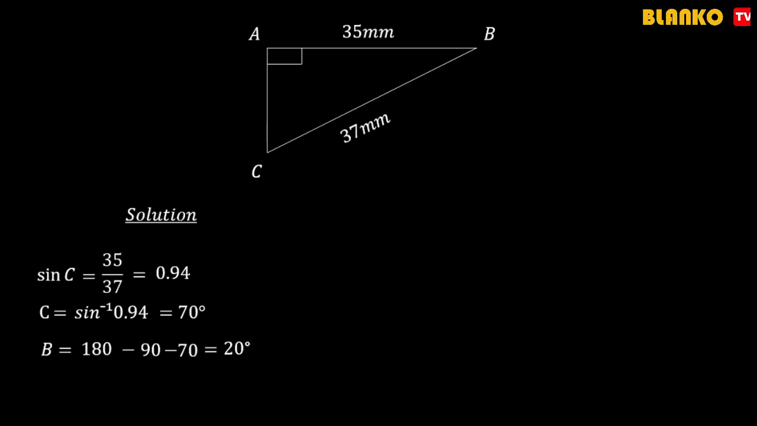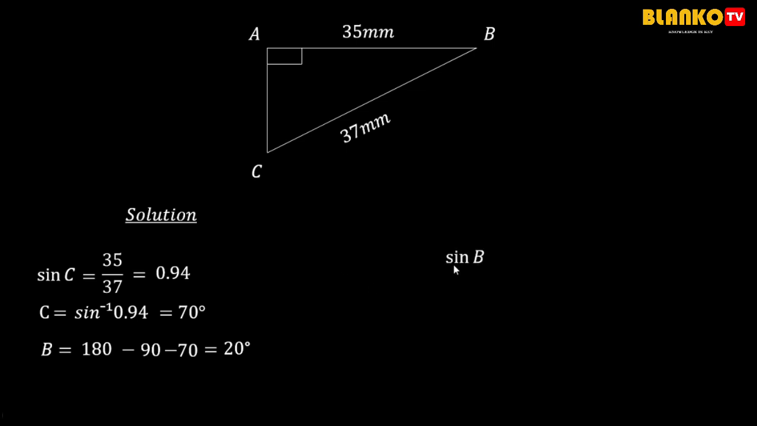Okay, so now we have the angle on point C to be 70 degrees, and the angle on point B to be 20 degrees. So let's solve for the length AC.